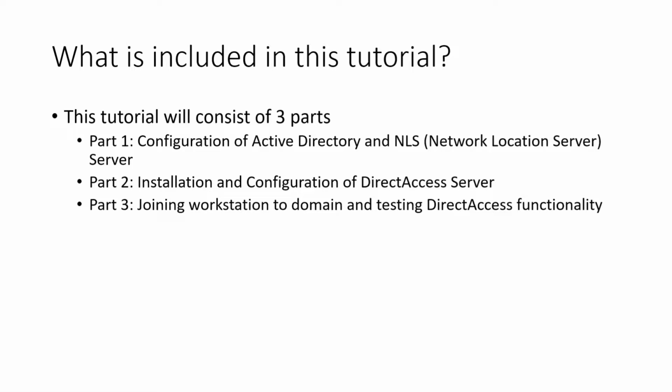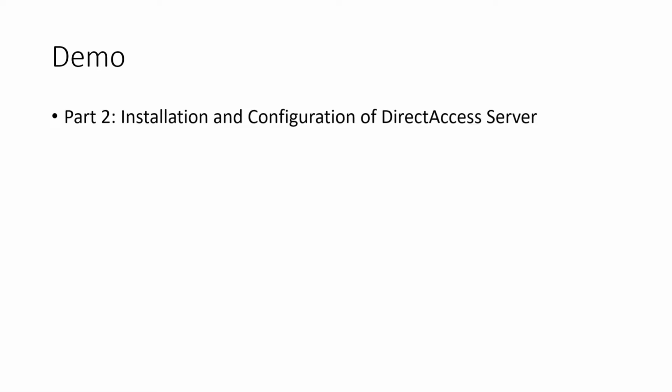If you've watched part 1, we were going over configuration of Active Directory and NLS servers. So now we're going to go into the DirectAccess server and begin installation. So let's go ahead and jump into part 2.